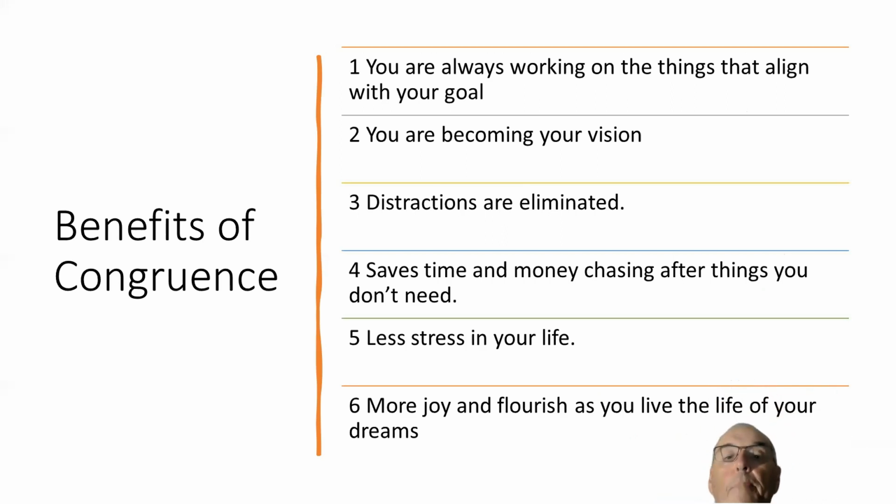So the benefits of congruence, getting everything aligned as closely as you possibly can. You are always working on the things that align with your goal and your purpose and your vision. You are becoming your vision as you work on that. And this is one of the, and I will talk about this in another one, is rehearsing being the person you have to be in order to achieve your goal, to achieve your purpose, and to achieve your dream. Who do you have to be? How do we work on that vision?